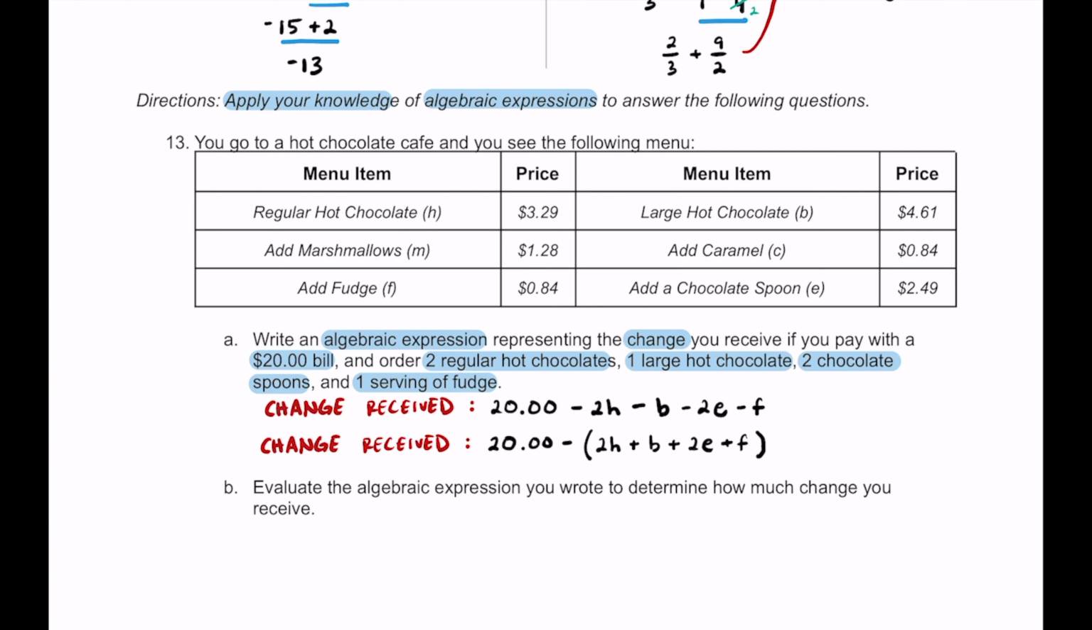All right, so for part B, we're going to evaluate the algebraic expression. What that means is we're going to solve it and determine how much change you're actually going to receive here. Let's take this expression. It doesn't really matter which one you use, but I'm going to use the second one. I'm going to add these up all together first, and then take $20 and subtract that.